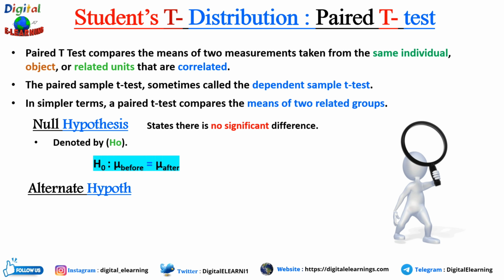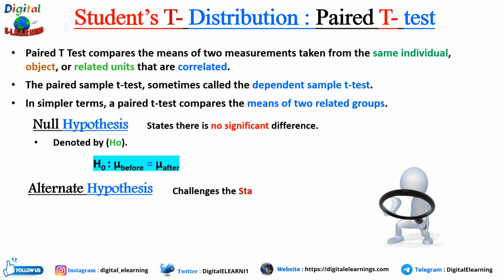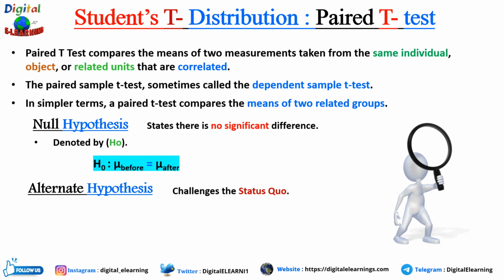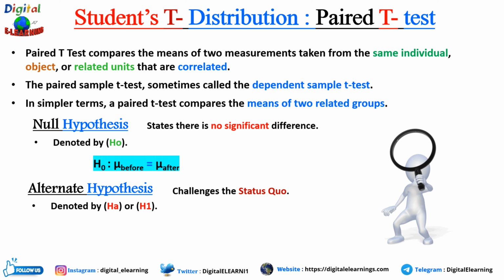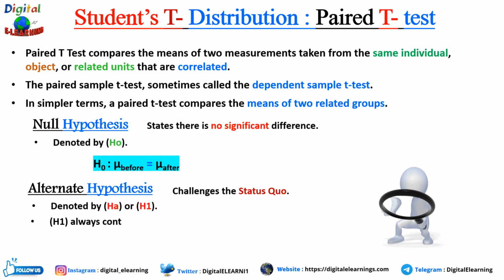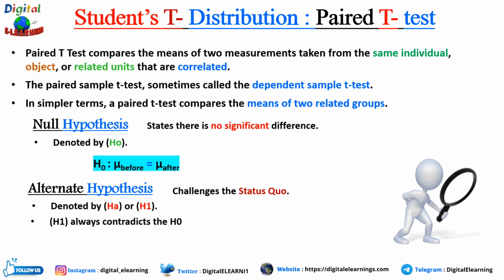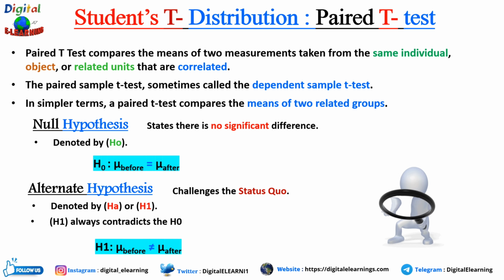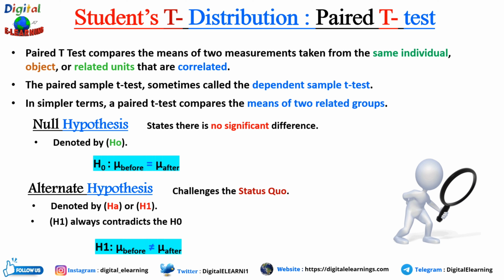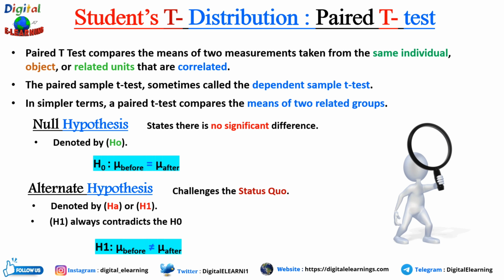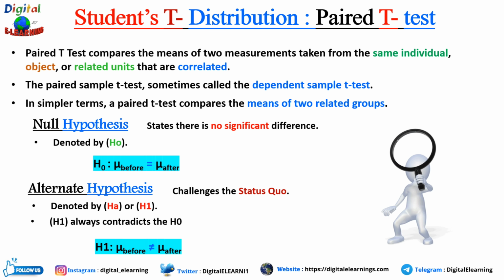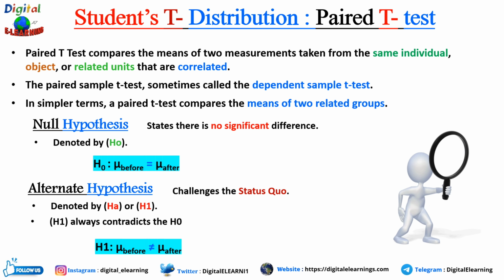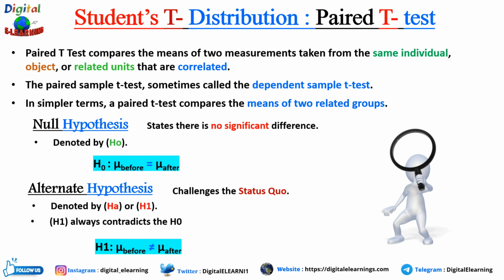On the other hand, the alternate hypothesis challenges the status quo and assumes that the true mean difference between the paired samples is not equal to 0. It is denoted by HA or H1 and always contradicts the null hypothesis. In this case, we can say H1: mu before is not equal to mu after. If the direction of difference between these two does not matter to you, go for a two-tailed test. Otherwise, choose the upper tail test or lower tail test accordingly.